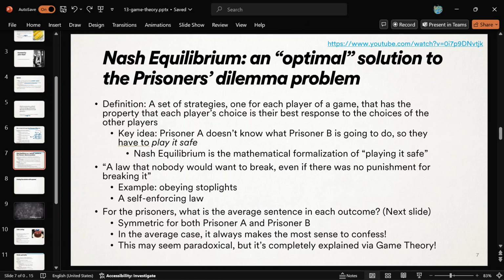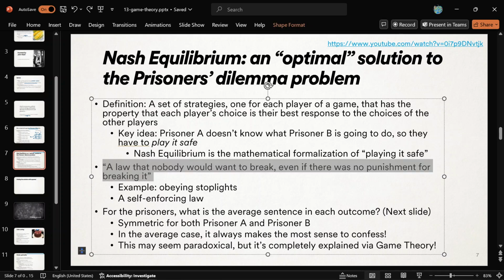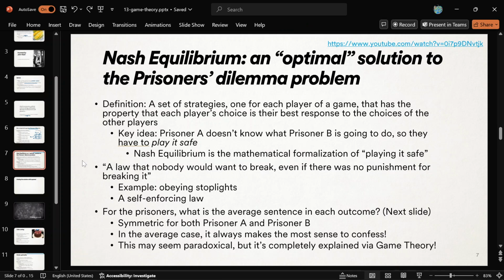Another alternative definition for a Nash equilibrium is this: it's a law that nobody would want to break, even if there was no punishment if you broke it. A good example with that definition in mind is a stoplight. We all obey our stoplights, right? If we see a red light, we don't go, hopefully. But you could have gone, right? If you come up to a red light with your car, you could just plow through it. Most likely there is not a cop anywhere near you. You will get away with it. Why do we still stop at red lights?